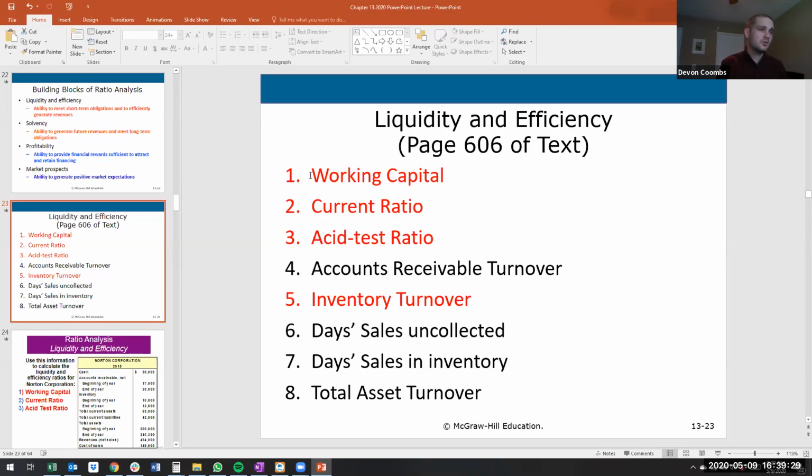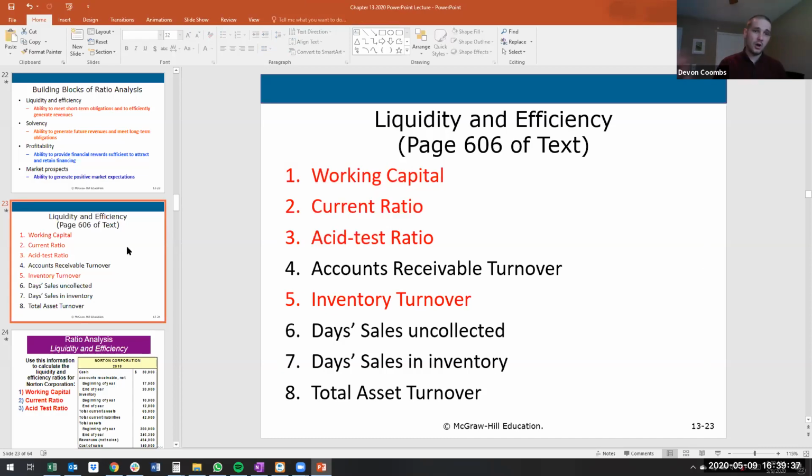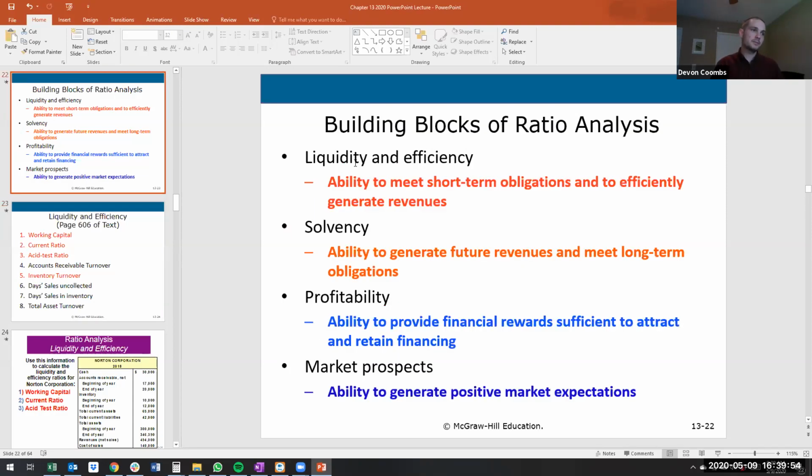I ignore the highlights. I want you to memorize all of these. This is all important: liquidity and efficiency ratios. All of the ratios that I talk about today, I expect you to memorize for the exam. They're not too complex, but you need to know them. They're extremely useful. So just flashcard all of these. We're going to be focused on one of each of these buckets: liquidity, solvency, profitability, and market prospects.